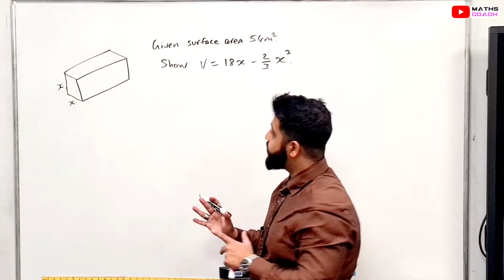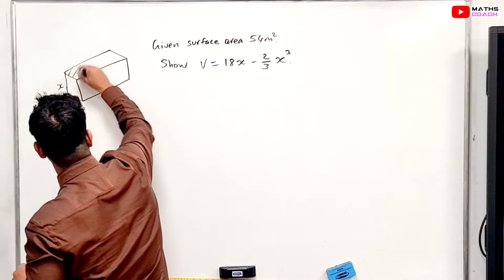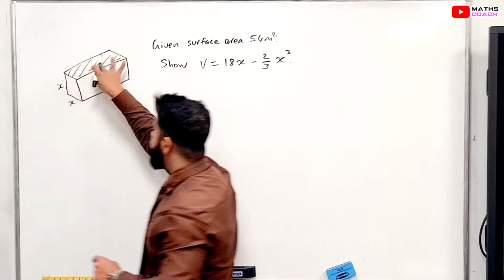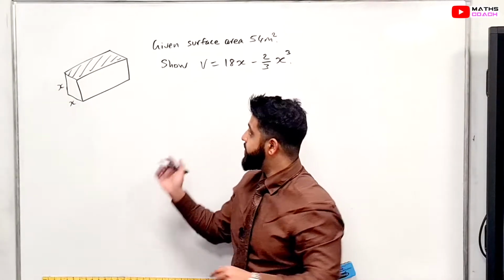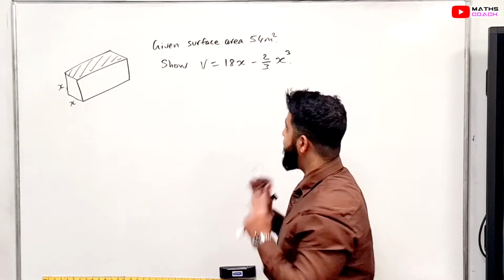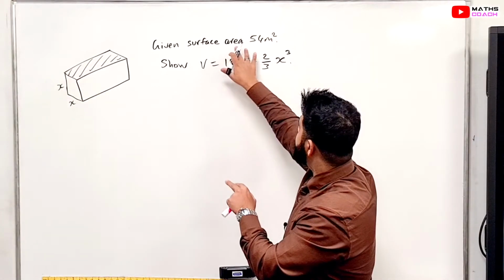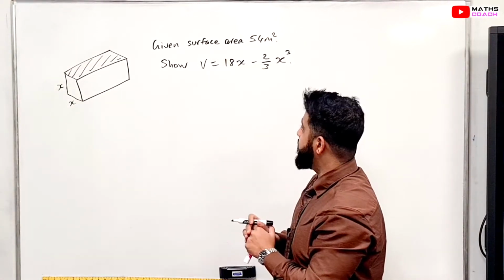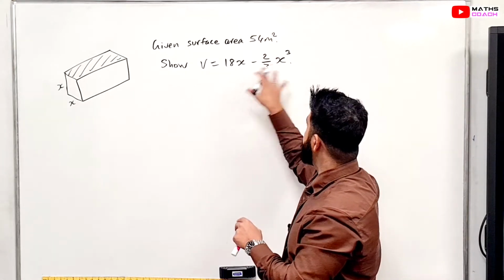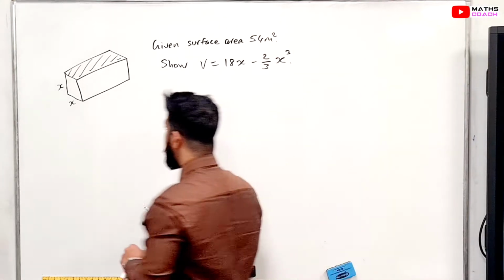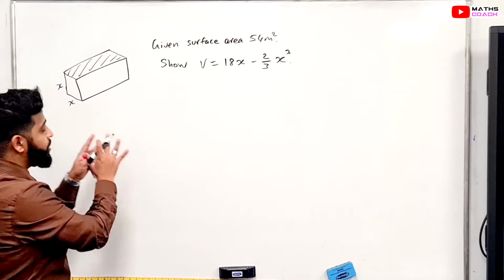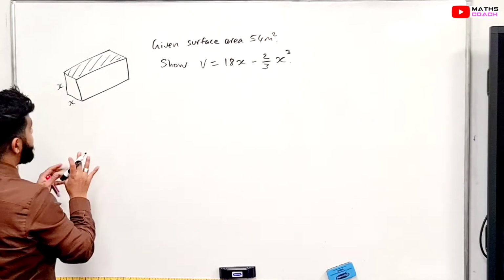Now, before we start this question, just to point out to you that the top over here is missing. So there is no face at the top. It's a tank that you can put water in. Anyhow, so what do we have? We have the surface area as 54 meters squared, and we have to show the volume is equal to this. So to start off with, we will find a formula for the surface area.